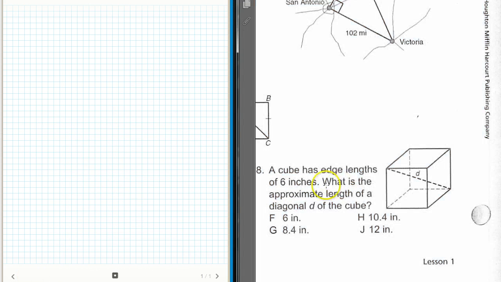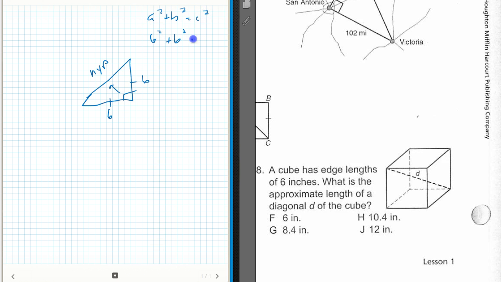All right, this last one with the cube. This one can be tough. It's a cube. All the sides all measure 6. The diagonal is going from corner to corner. It's going right through it. So really what we're looking for is the bottom part of this triangle, the base of it, the flat part on the bottom. We need that hypotenuse.